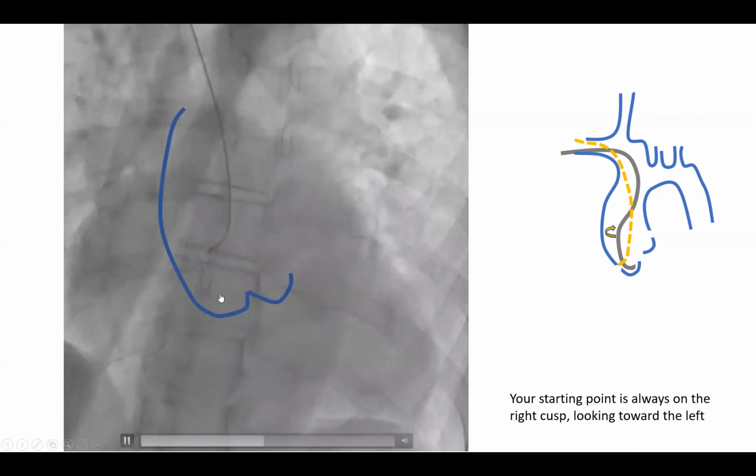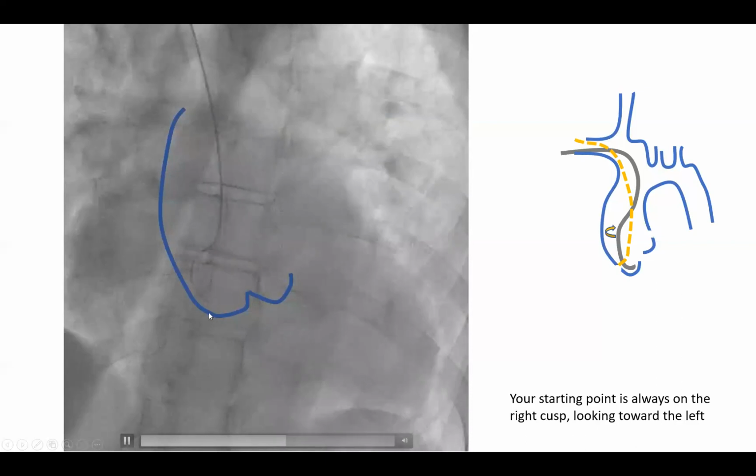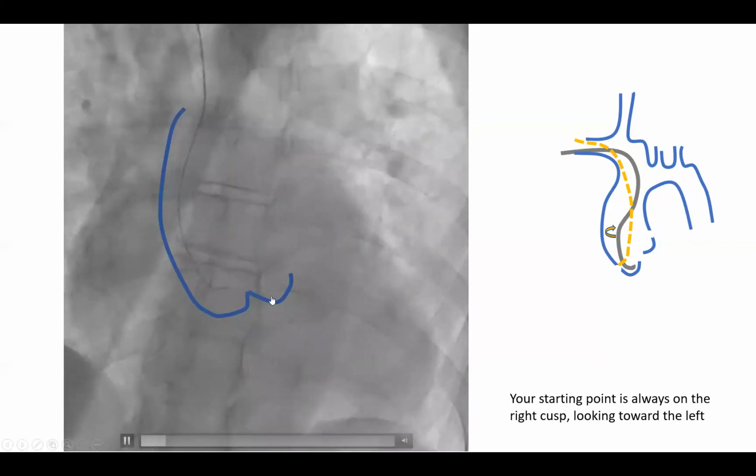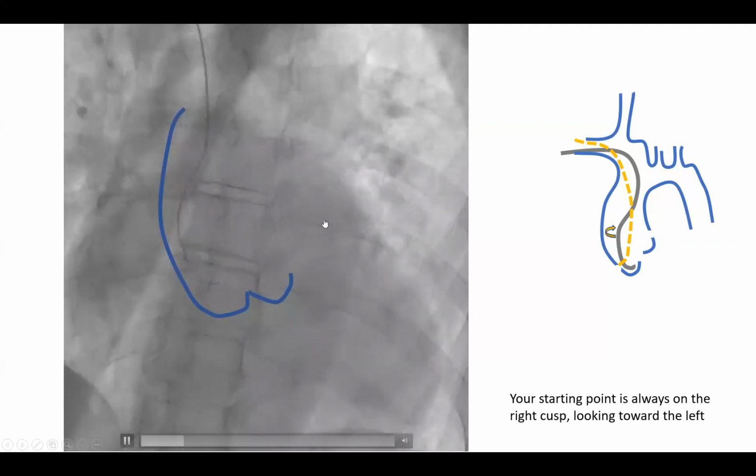The wire, notice, is on the right or non-coronary cusp. And always imagine, always in your brain, make this illustration, okay? And imagine the convexity of the aorta.